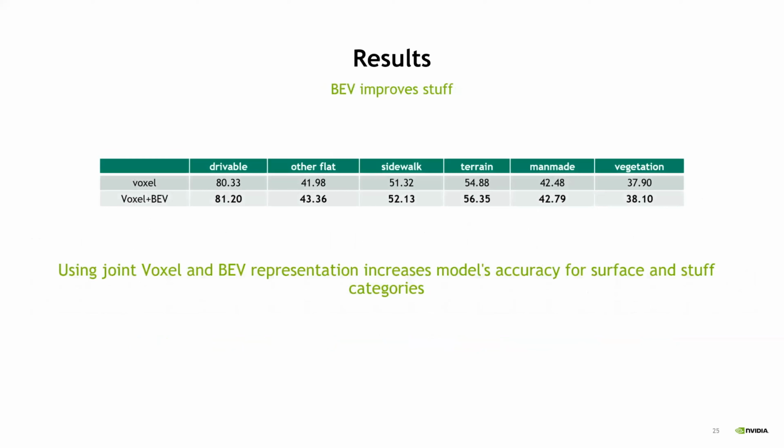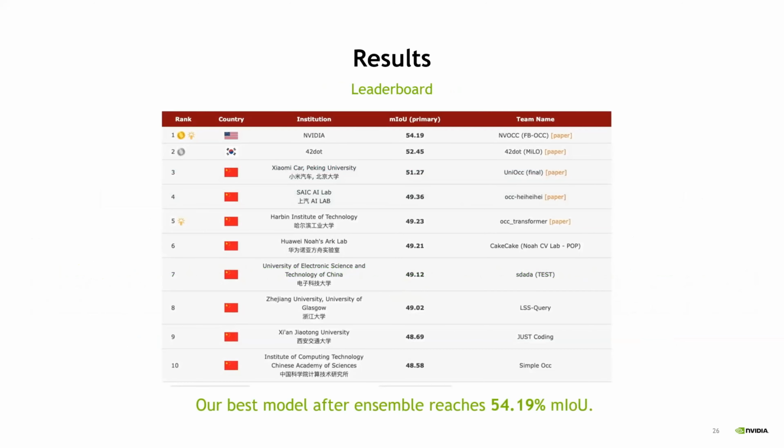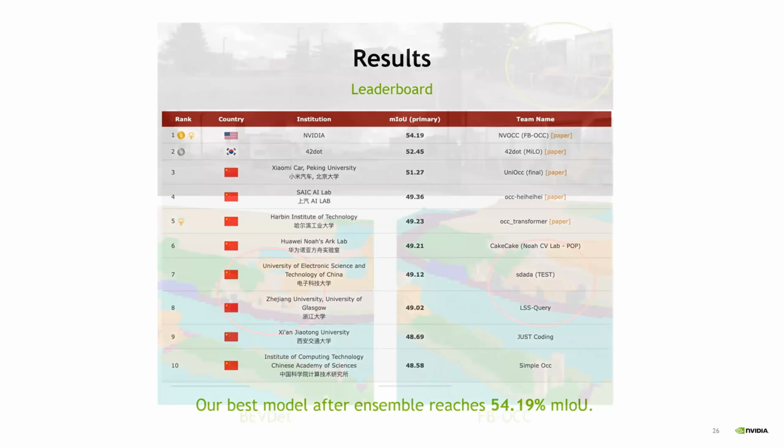And we also did some study, like studying these BEV representations. We find that both the BEV and the voxel representation together benefit each other and give some performance improvement. And this is the final result. So after using model ensemble and also using all the bag of tricks, we are able to get 54.19% mIoU on the leaderboard, which ranks first among all the submissions.